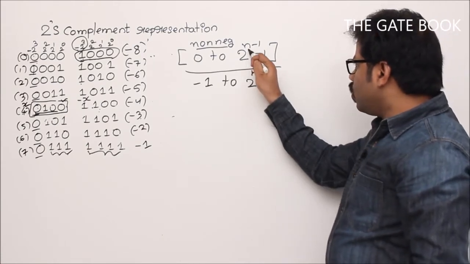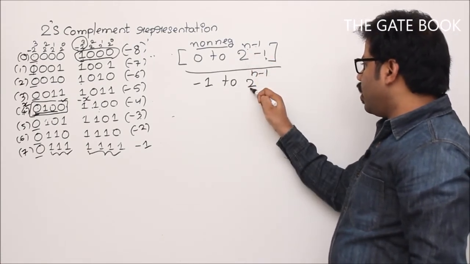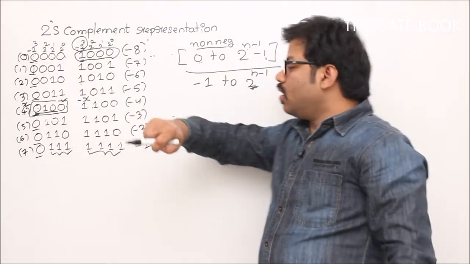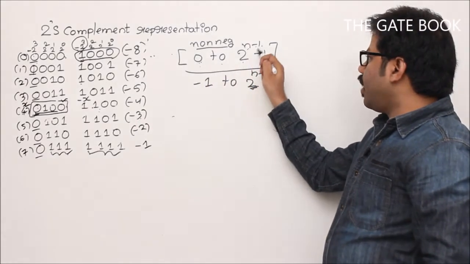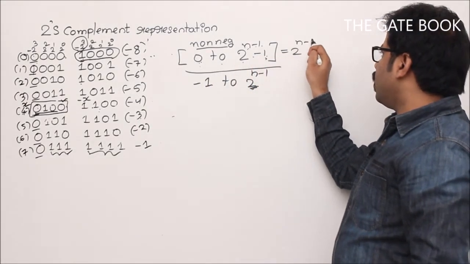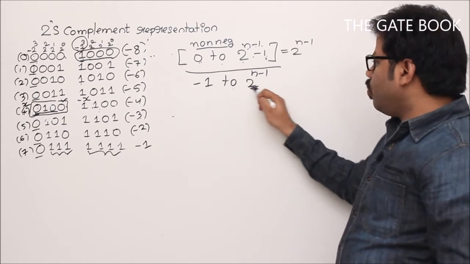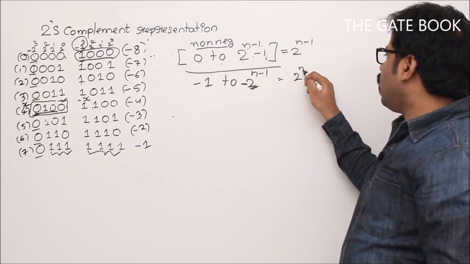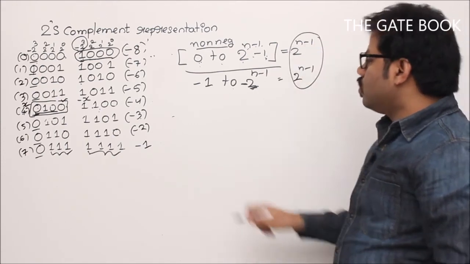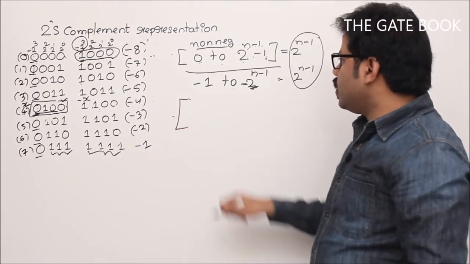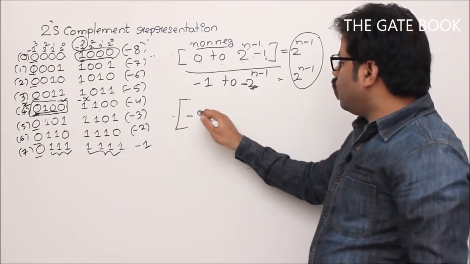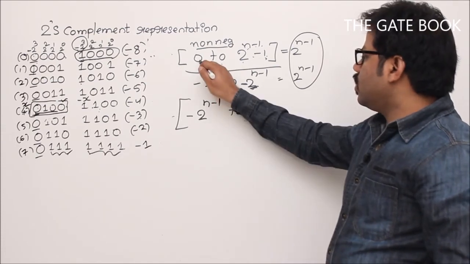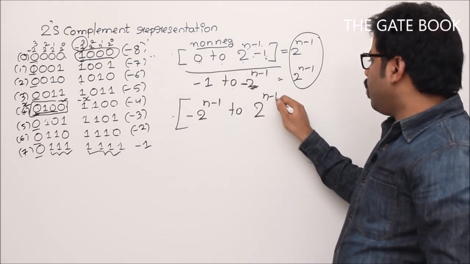Sir, here why did you get 2 to the power of n minus 1, minus 1? Why did you get here 2 power n minus 1? Because we sacrificed one number for 0. Correct? Here, that's why 0 to 2 power n minus 1 minus 1, the total numbers are 2 power n minus 1. Now here also, minus 1 to minus 2 power n minus 1, the patterns are 2 power n minus 1. So finally, when it comes to range, the range will be minus 2 power n minus 1 to the highest 2 power n minus 1 minus 1.